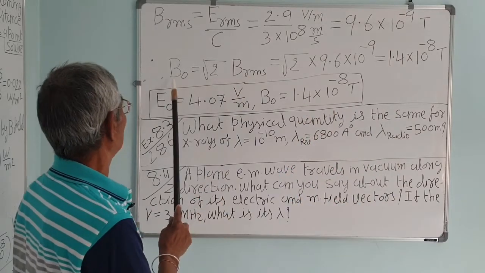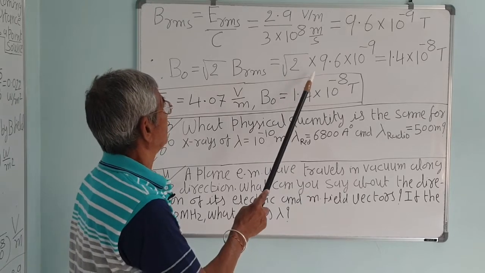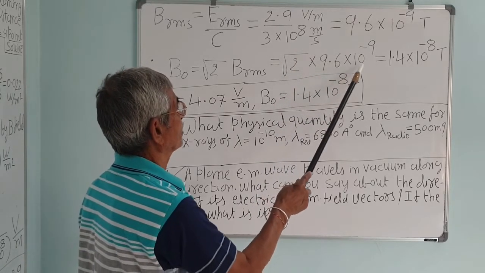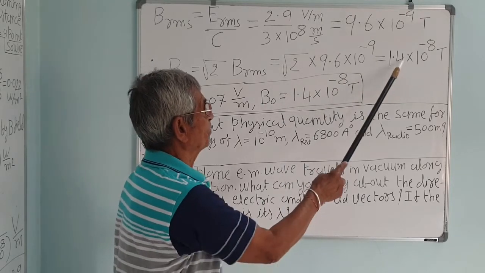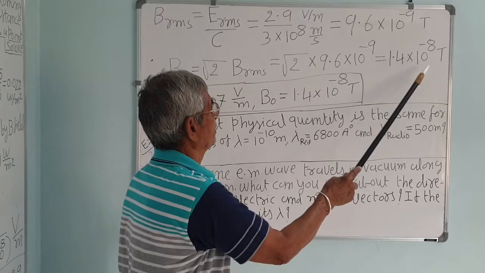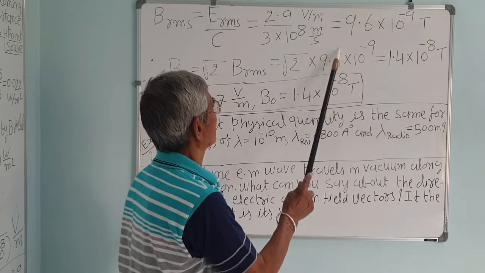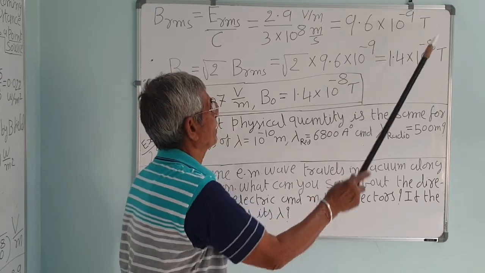Root mean square is called, that is B RMS divided by root 2... that is, root 2 into B RMS. What is B RMS? Already we have calculated 9.6 into 10 raised to minus 9. Under root 2 is 1.4, 1.41 approximately we have taken. Multiplying with this, that comes to about 1.4 into 10 raised to minus 8.